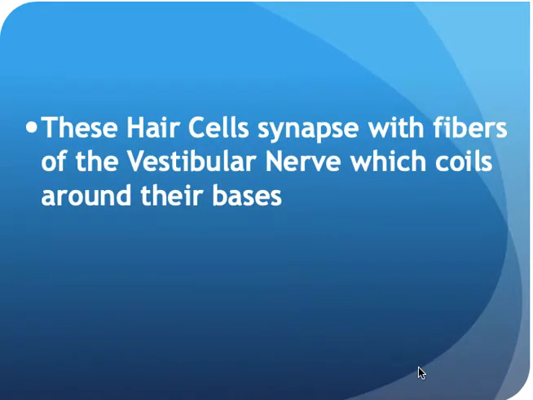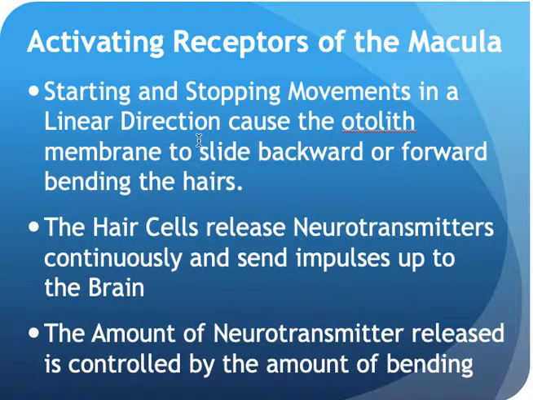So the hair cells are going to synapse with fibers of the vestibular nerve, which we learned about before, and it's going to coil around their bases, okay? And then the way we activate these is, again, starting and stopping movements in the linear direction are going to cause the otolith membrane to slide backward or forward, and this is going to cause the bending of the hairs. The hair cells are going to release neurotransmitters, and they're going to continuously send impulses up to the brain. The amount of neurotransmitter released is controlled by the amount of bending.